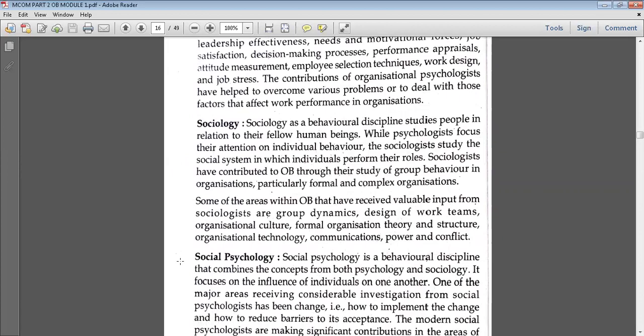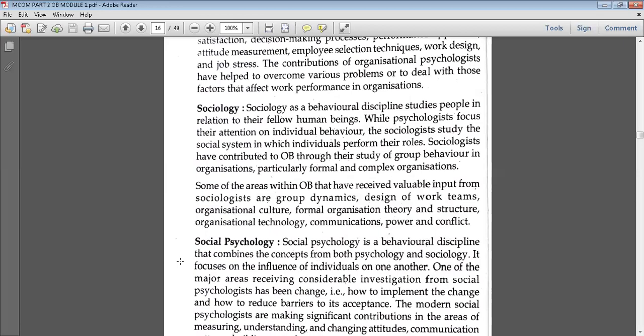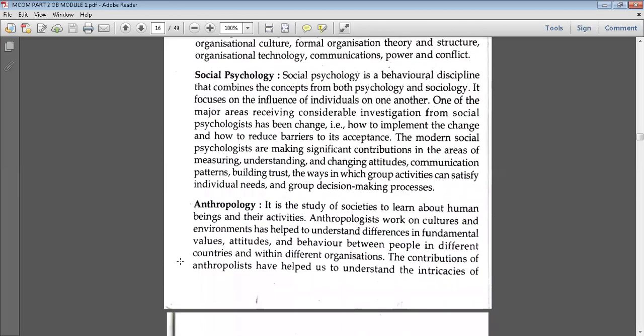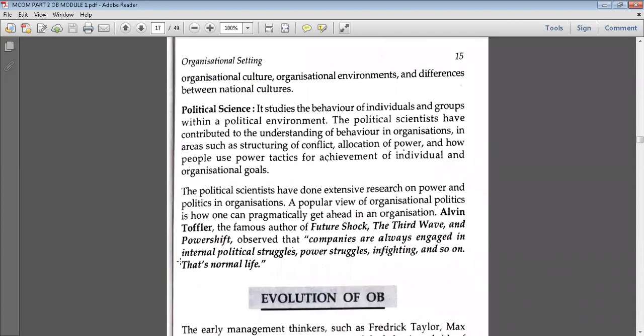Then comes how they are working in a team, how a group could be formed, how people interact in a formal group or an informal group, how they communicate with each other. All these things come under sociology. And social psychology is there. Then there is anthropology. Then there is political science. All these approaches are contributing to organizational behavior.